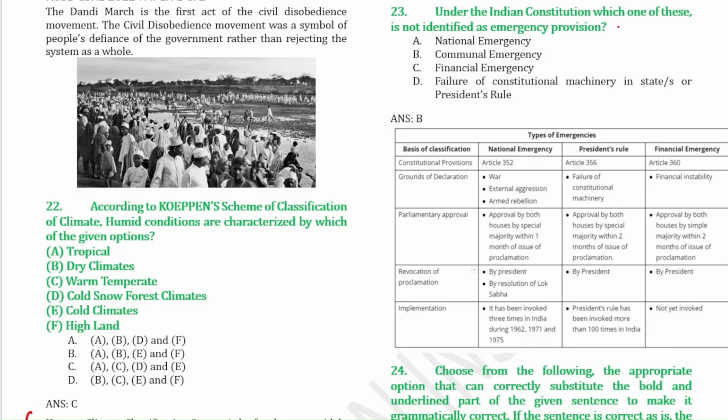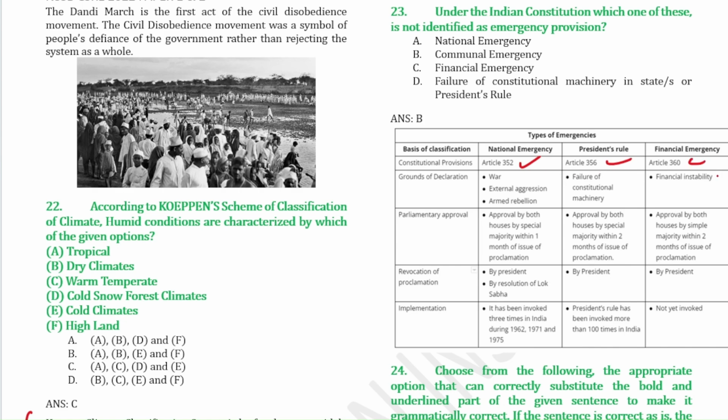Under the Indian Constitution, which one of these is not identified as an emergency provision? The correct answer will be communal emergency. There is no communal emergency. The three types of emergencies are national emergency, President's rule, and financial emergency. National emergency is in Article 352. The articles are important, so remember them.